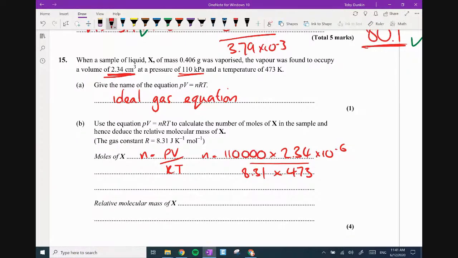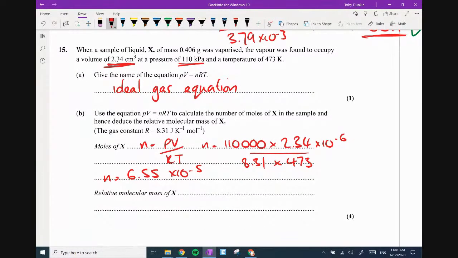Run it through my calculator. 110,000 multiplied by 2.34 exponential minus 6, divided by brackets 8.31 multiplied by 473. Next, and I get a number of moles of 6.55 times 10 to the minus 5. Tiny moles. Tiny moles.